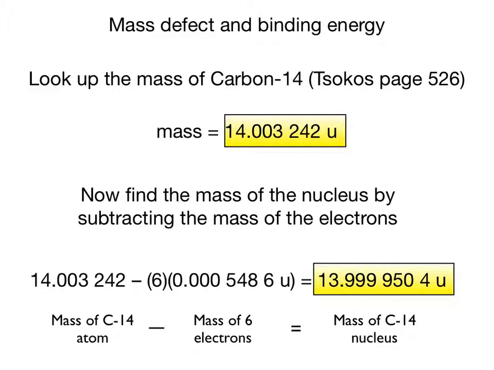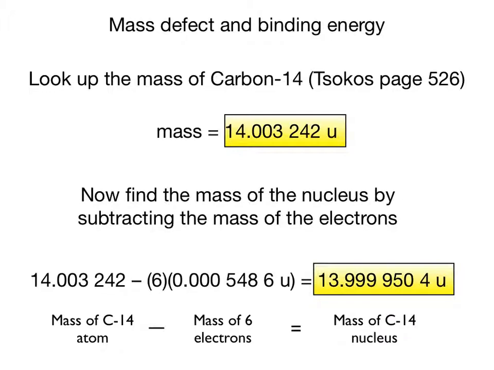Mass defect and binding energy. If we look up the mass of carbon-14, it's in your book on page 526, we'll find that the mass of a carbon-14 atom is 14.003242 unified atomic mass units. Notice we need a lot of significant digits for what we're working on right now.